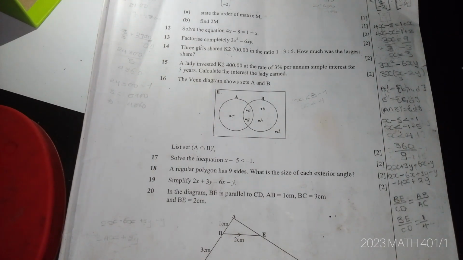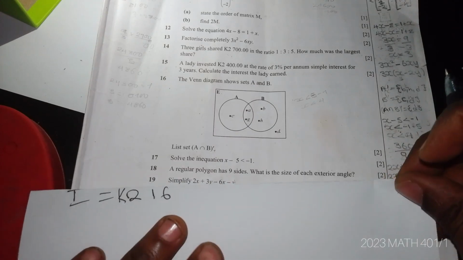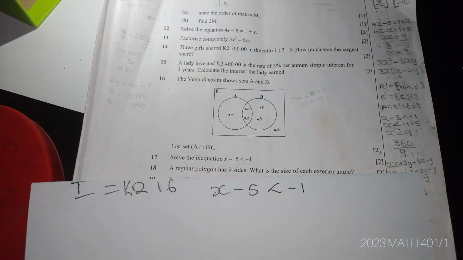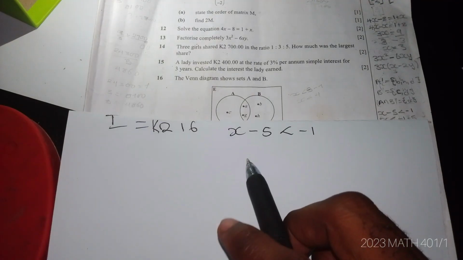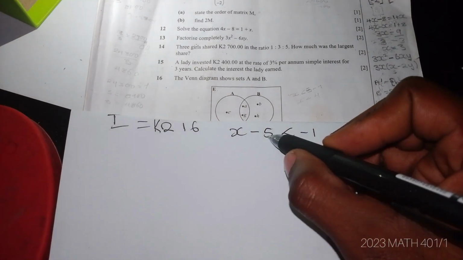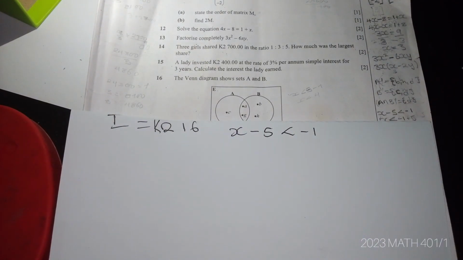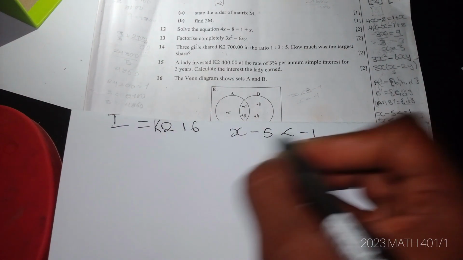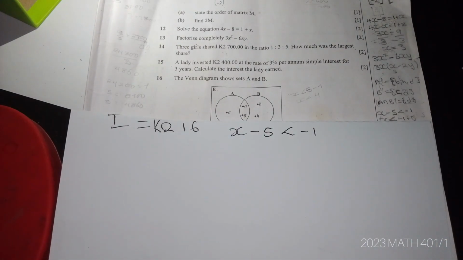And then question 17, we have x minus 5 is less than minus 1. So to solve this, the best way is to take the minus 5 to the other side as opposed to taking the x to the other side. Remember what I said about that other equation? Because you solve these things exactly the same way you solve equations, except that when you divide by a negative sign, this will face the opposite direction.